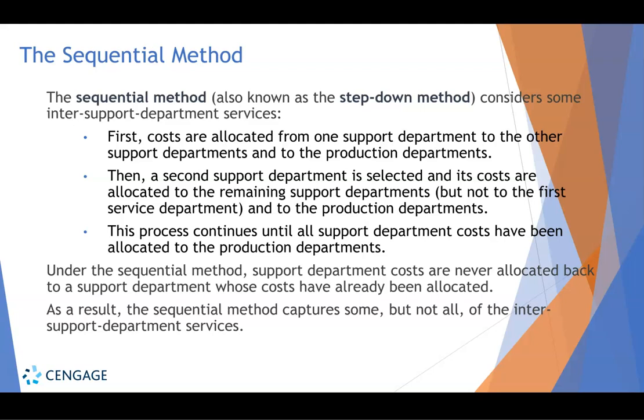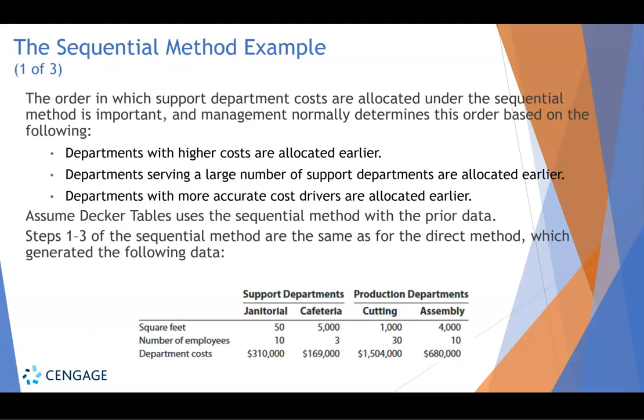So while it captures some of the interdepartment services, it doesn't capture all of them. So the preceding factors may conflict. For example, the support department with the highest cost may serve the fewest number of other support departments. As a result, managers often make subjective assessments about the order of allocating support departments.